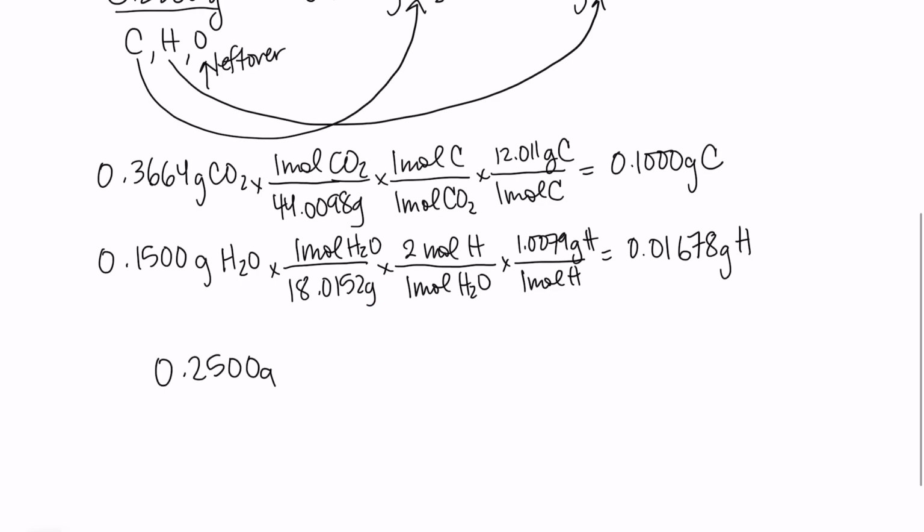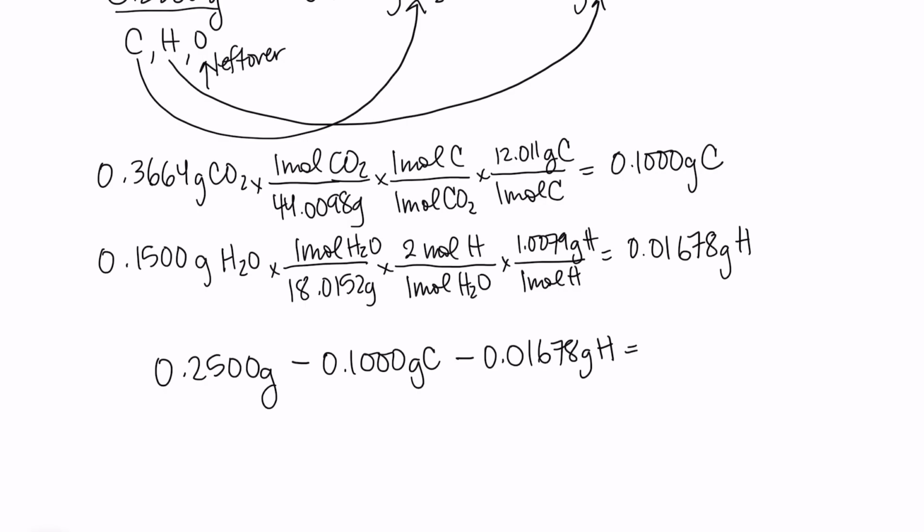Okay, so now I know that I started with 0.25 grams. That was my initial mass. I'm going to subtract out 0.1 grams of carbon and 0.01678 grams of hydrogen, and that'll give me the mass that's left over, 0.1332 grams, and that has to be my oxygen, the leftover mass from my 0.25 grams that I started with.